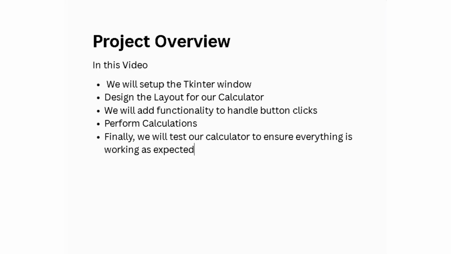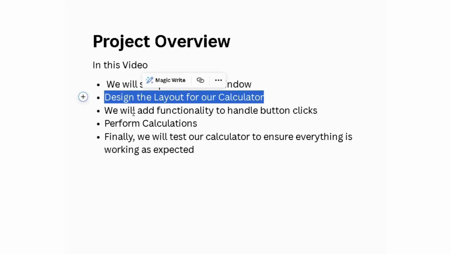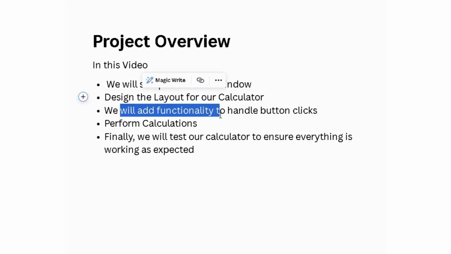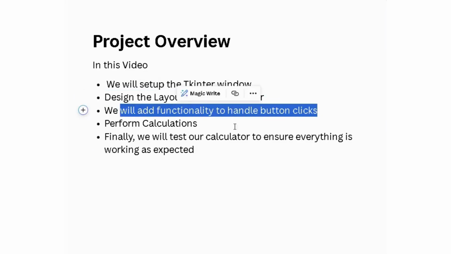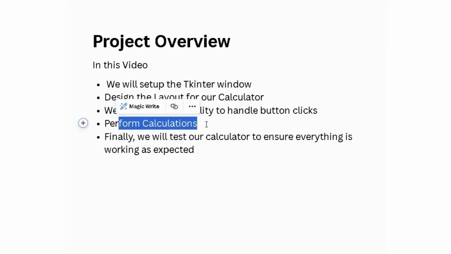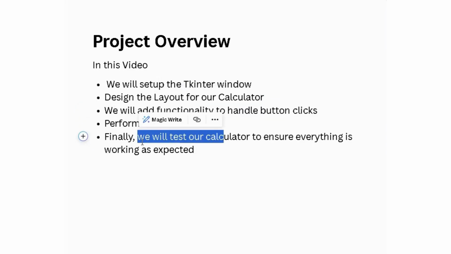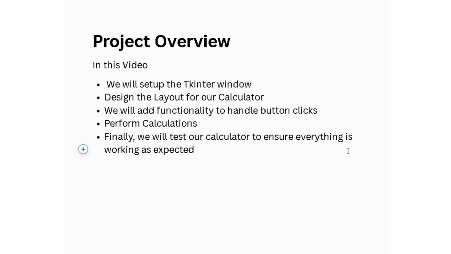Before jumping into the code, let's view the project overview. In this video, we'll set up the Tkinter window and then we'll design the layout of our calculator. Then we will add functionality to handle button clicks and perform calculations. Finally, we will test our calculator to ensure everything is working properly. So let's dive into the code.